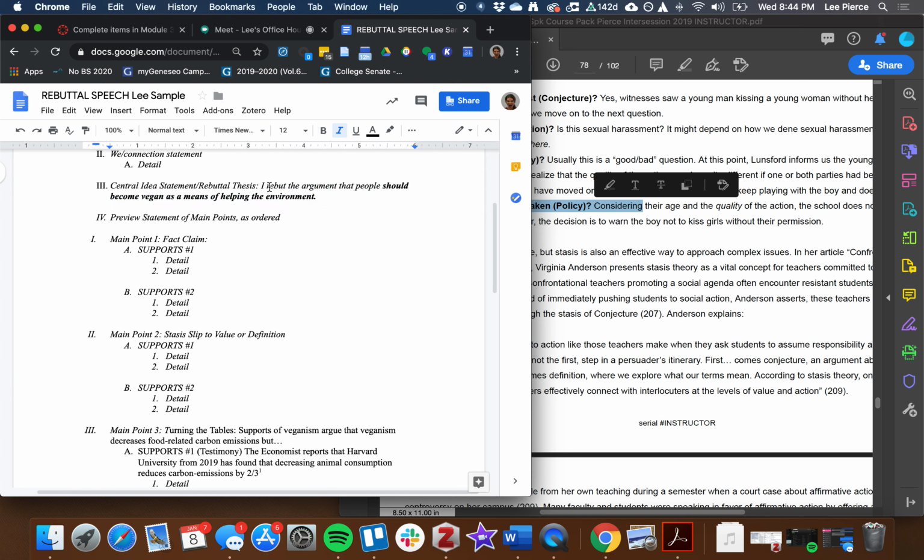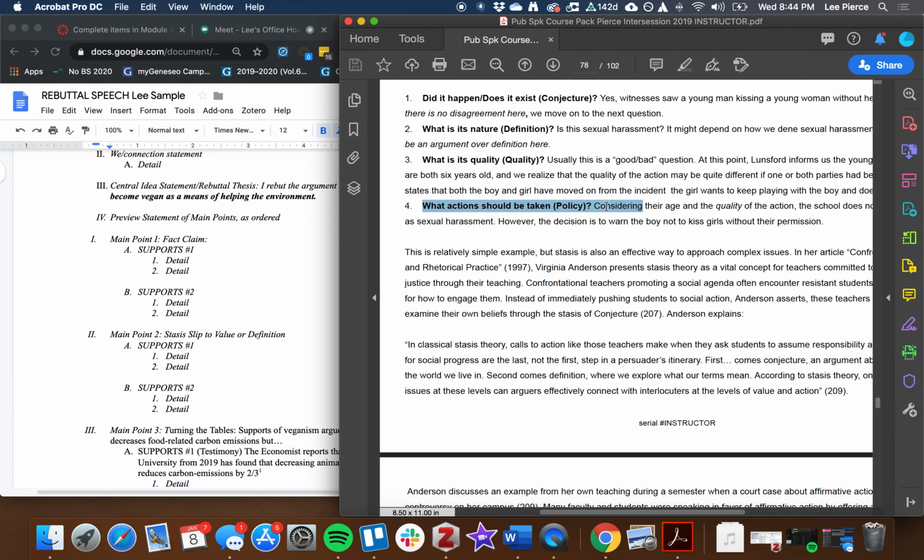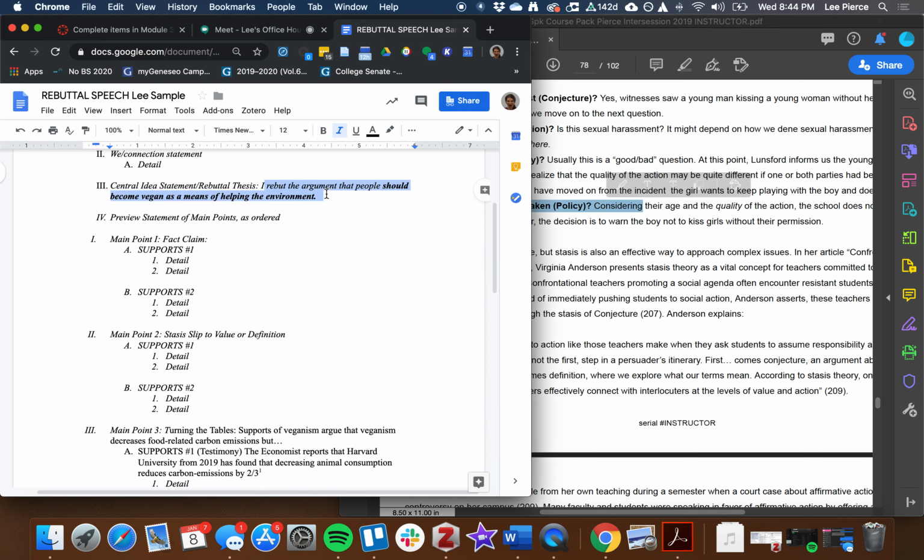If I rebut the argument that veganism helps the environment, I'm making the work harder on myself. So try to put a policy in your thesis. In this case, I rebut the argument that people should become vegan to help the environment, right? So it's a clear policy argument. That takes care of claim 4, the policy. The policy is just going to be in your thesis, all right?